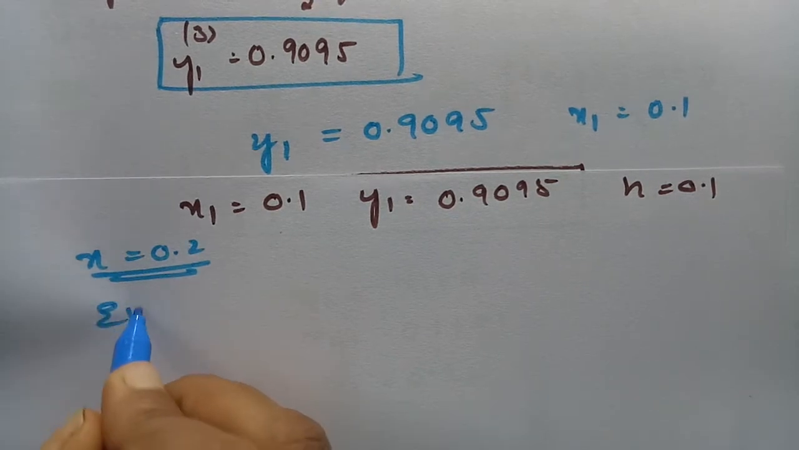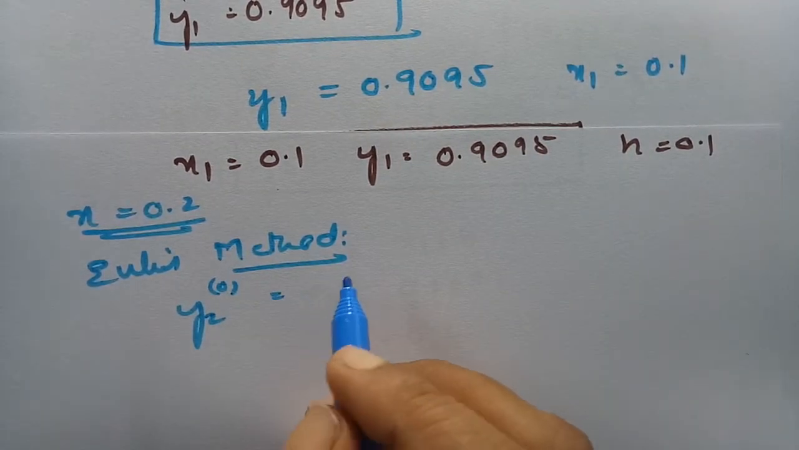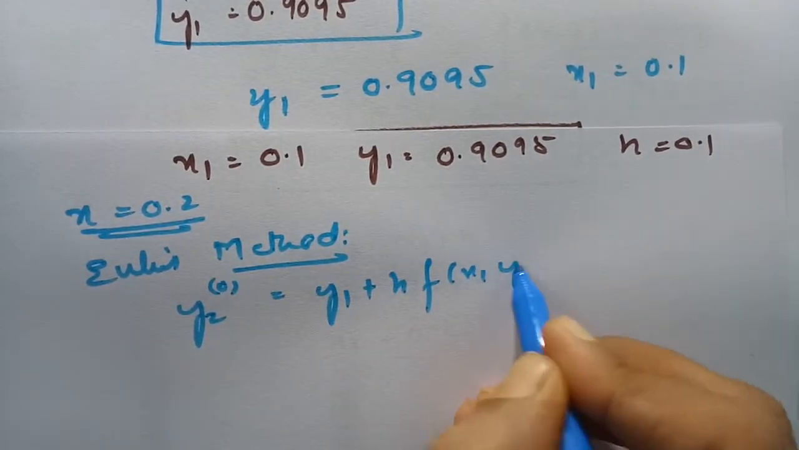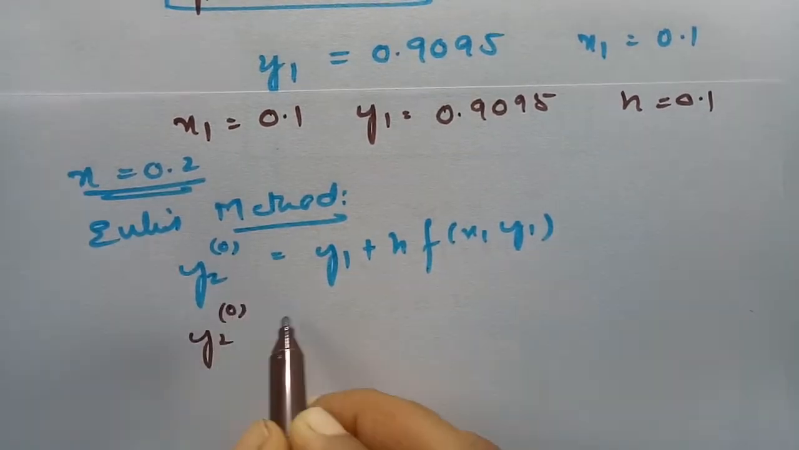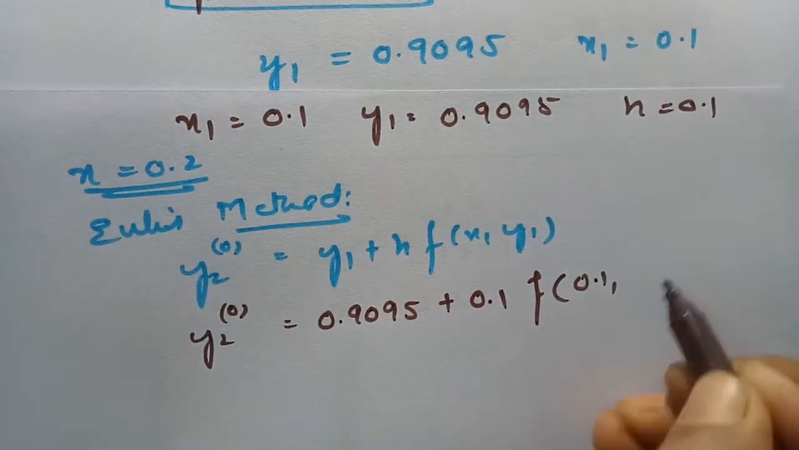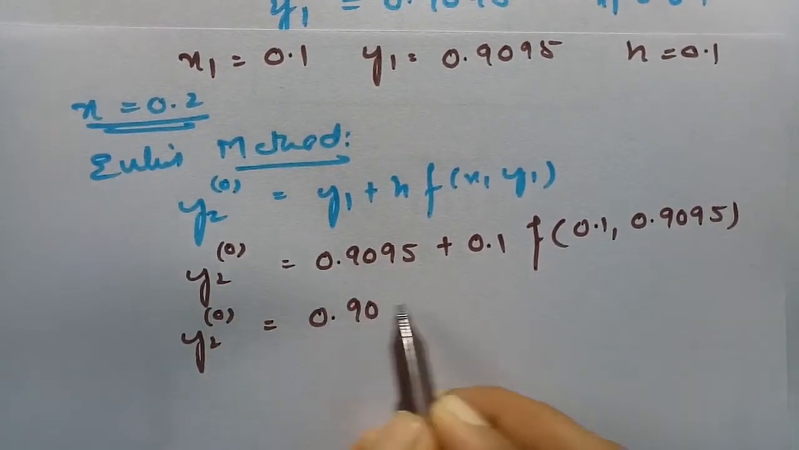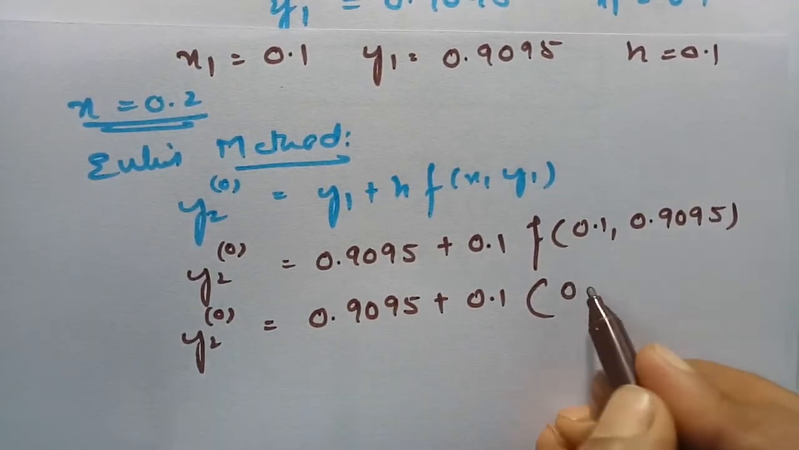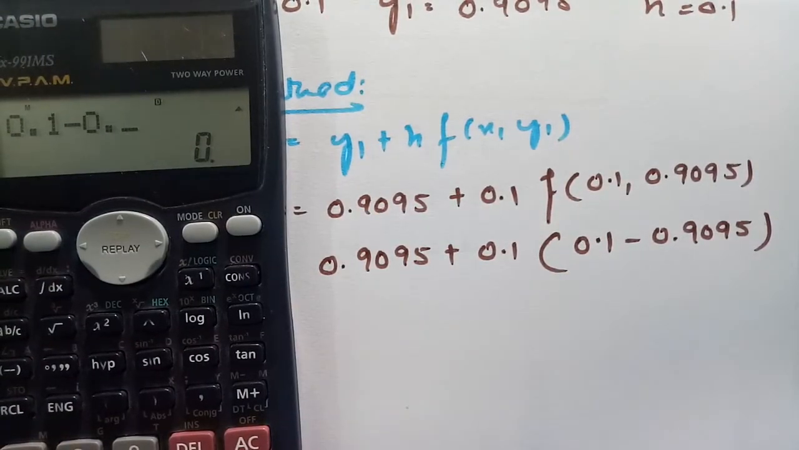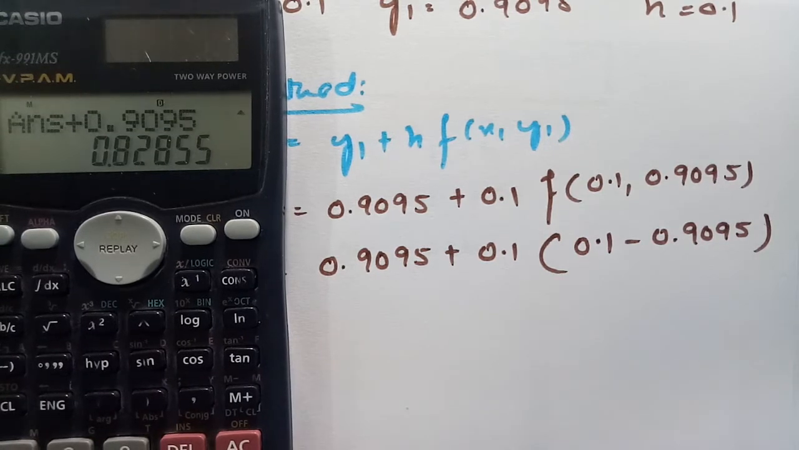For that, first of all we have to use Euler's method. According to Euler's method, we have to find y2 at zero approximation, which is equal to, I'll show you how to find the formula, that is y1 plus h times f of x1, y1. So y2 at zero approximation is equal to, what is y1? This is 0.9095 plus h, this is 0.1, and f of x1 0.1, and y1 is 0.9095, and y2 at zero approximation is equal to 0.9095 plus 0.1, f of x comma y is nothing but x minus y. So if I calculate this, see here, 0.1 minus 0.9095 into 0.1 plus 0.9095.